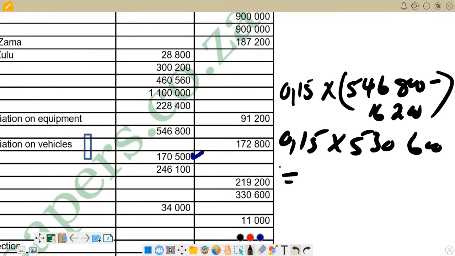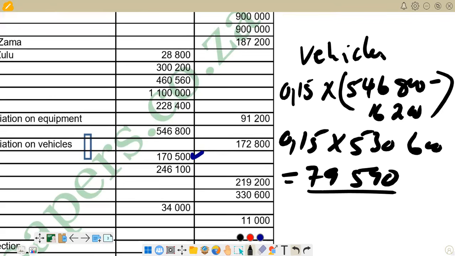You are supposed to get 79,590. So here now you've got 79,590. This is depreciation for vehicles. So in the other section, we're just going to represent the final figure here, which is 79,590. We cannot present the whole working.